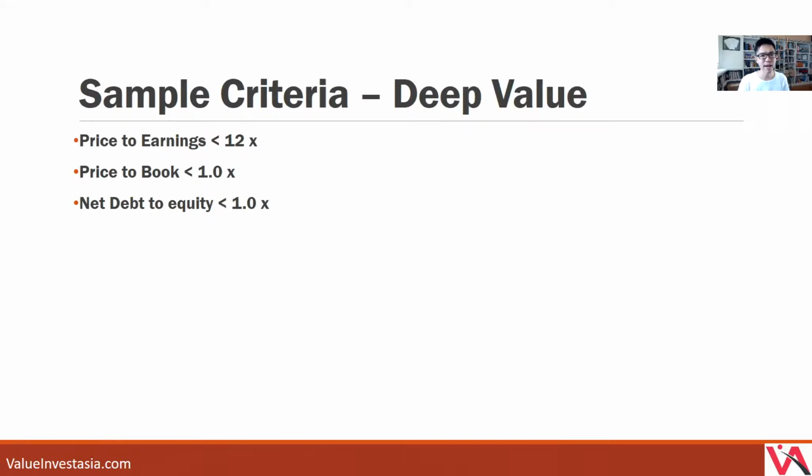If you're looking at deep value, you want it to be at a very cheap price. So you want to search for companies with maybe price to earnings below, say, 12, price to book definitely below 1. But you also want to put in criteria such as net debt to equity below 1 to make sure that this company has a strong balance sheet and does not pose any risk to you as an equity investor.